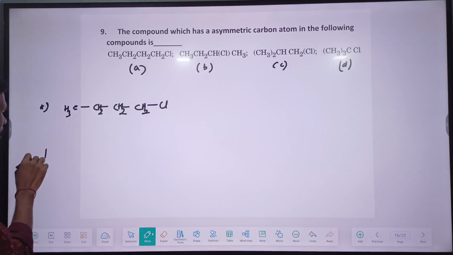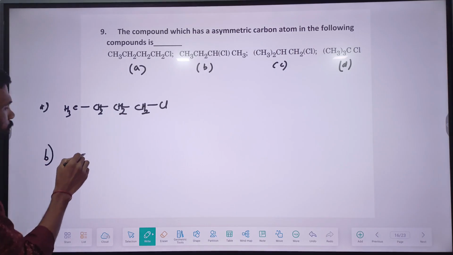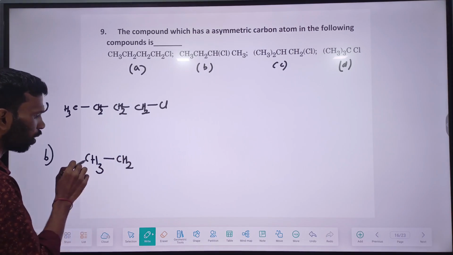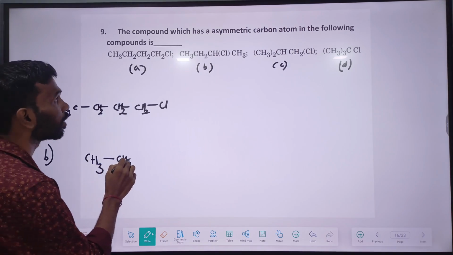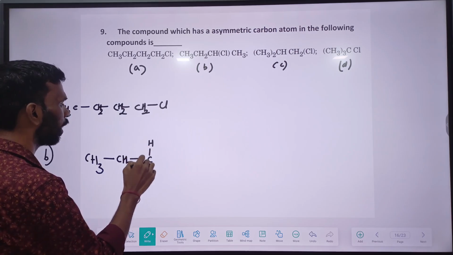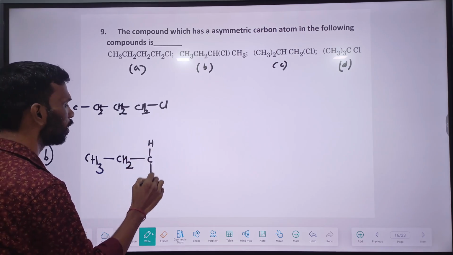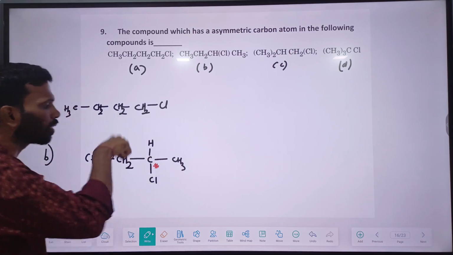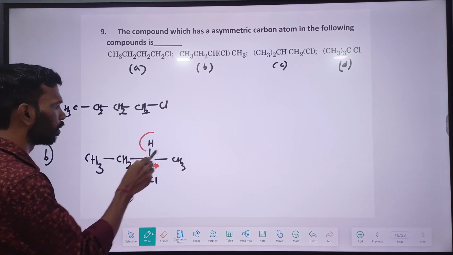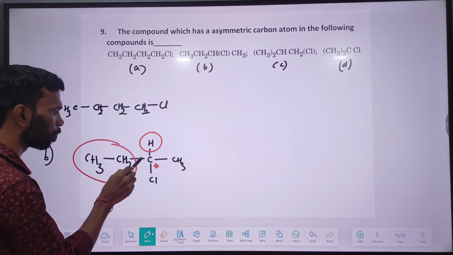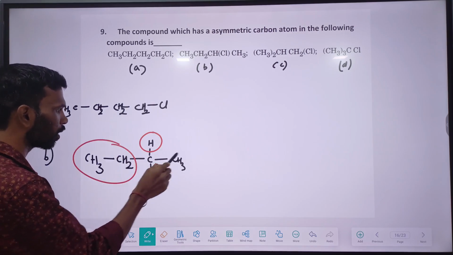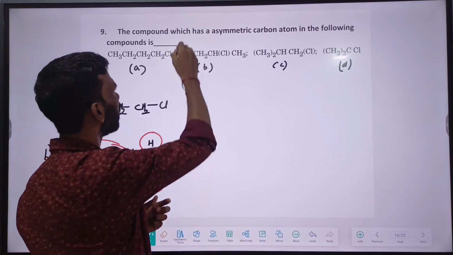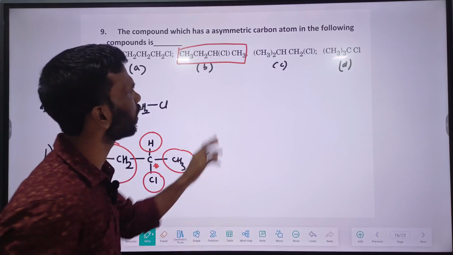Then what about B? B is CH3, CH2, not asymmetric. Let's check, this hydrogen is there, and there is one Cl, and this is there. So this carbon is asymmetric. This compound is optically active. This is an ethyl group, direct connection. This is an ethyl group, this is hydrogen, this is methyl, and this is chlorine. All 4 groups are different. So the answer is this. You can check others also.